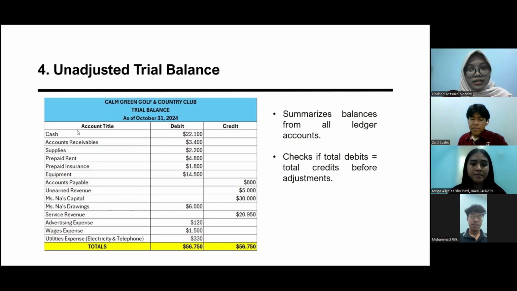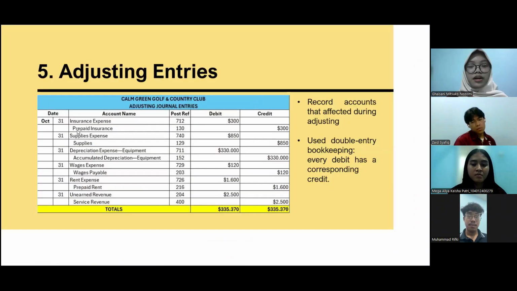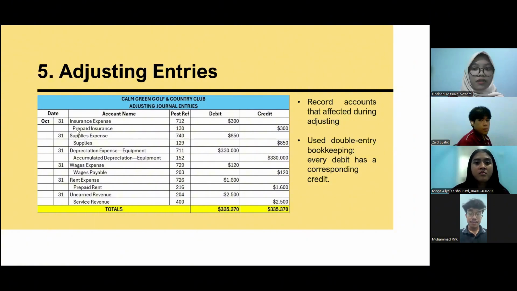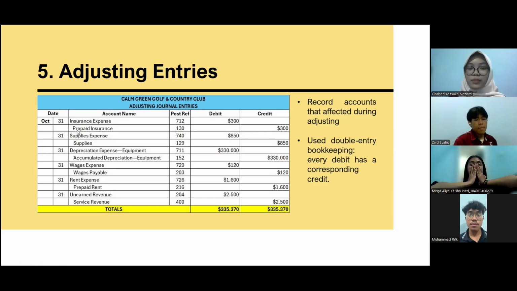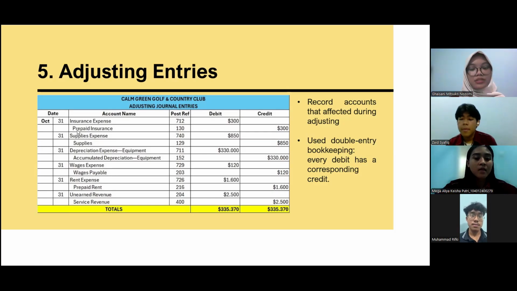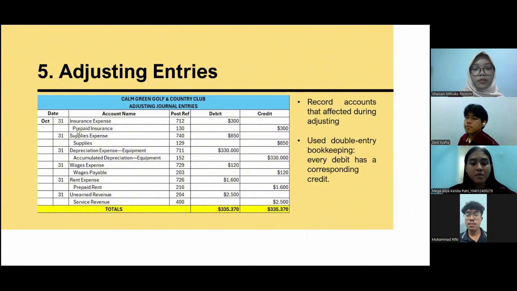Five is adjusting entries. Adjusting entries are necessary to ensure that the revenue recognition and matching principles are properly applied. During the adjusting process, several existing accounts were affected, such as supplies, prepaid insurance, prepaid rent, unearned revenue, service revenue, and wage expense. In addition to those, we also introduced new accounts that hadn't appeared earlier in the journal, including insurance expense, supplies expense, depreciation expense, accumulated depreciation, wage payable, and rent expense.